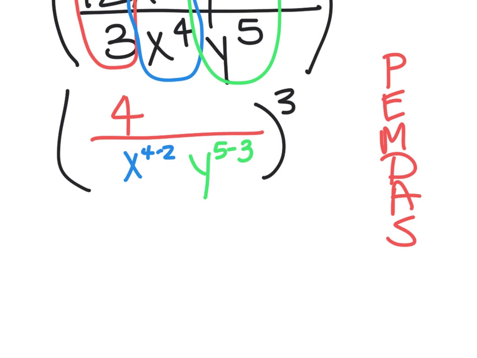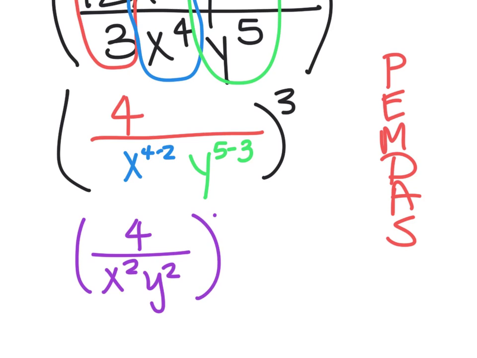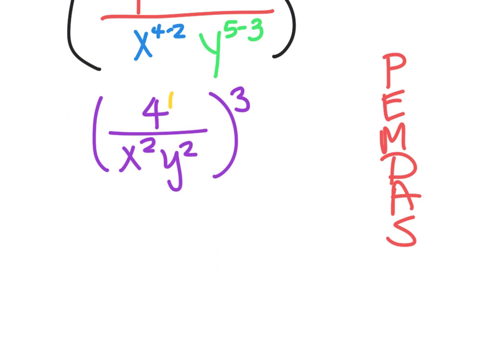So continuing to simplify just to make this a little bit prettier, I have 4 over, this is now x to the second, y to the second. And all of this is raised to the third power. So with exponents to exponents, remember, I distribute the exponent on the outside in. So I'm going to give this 4 an exponent of 1 so that it will help me remember what I'm doing. So I'm going to distribute this in. Well, 1 times 3 is going to give me 4 to the third.